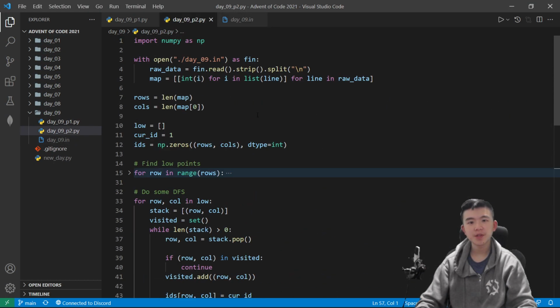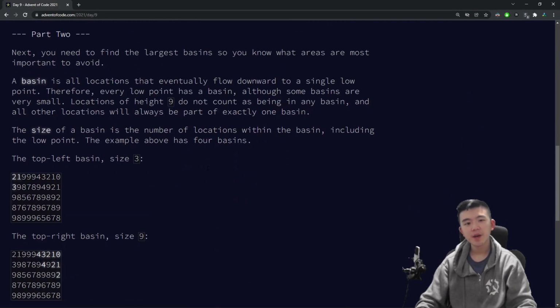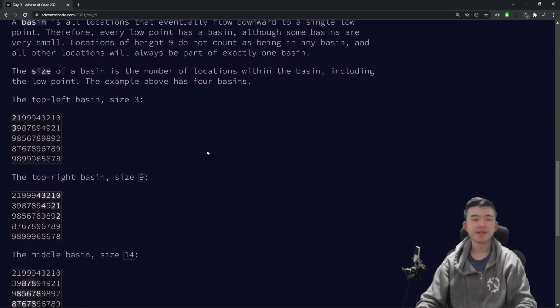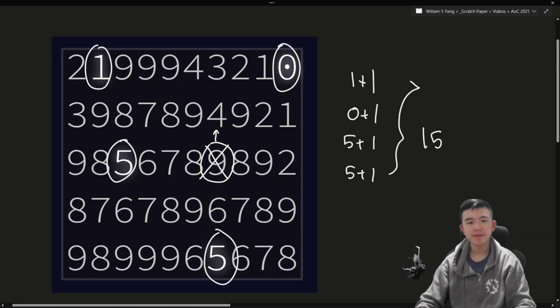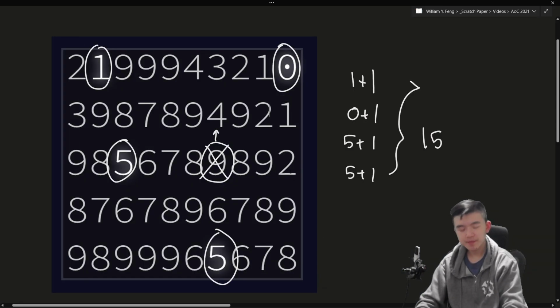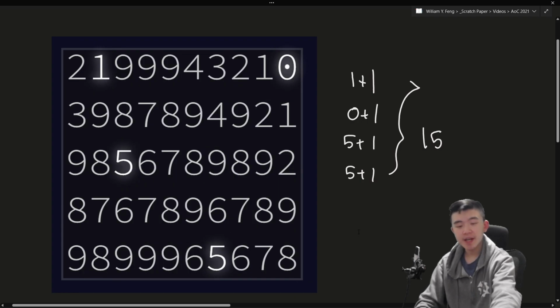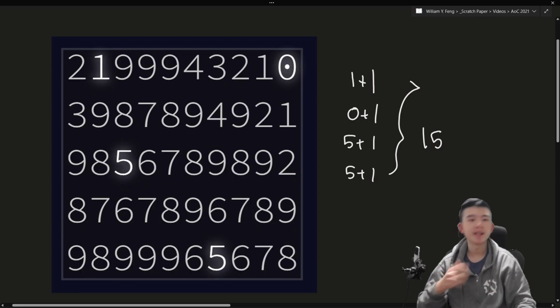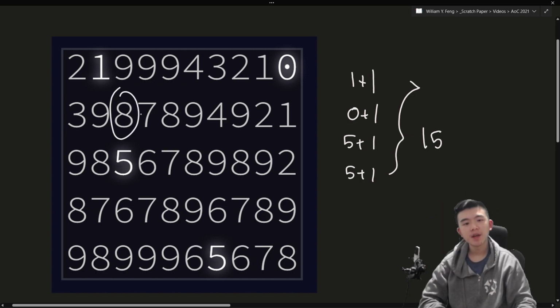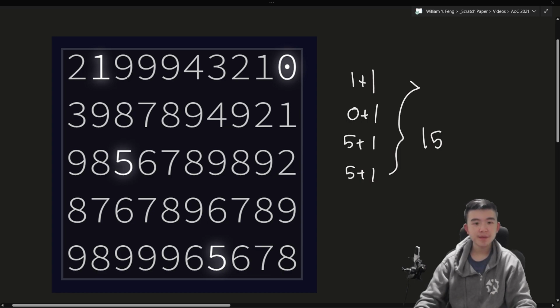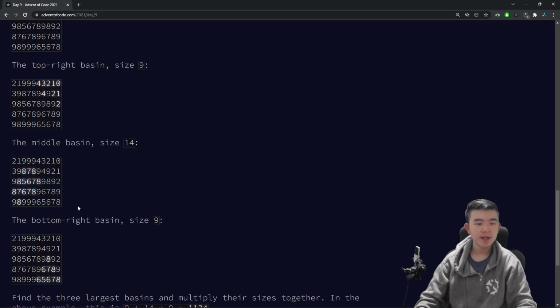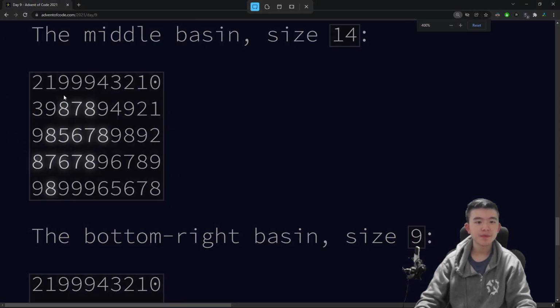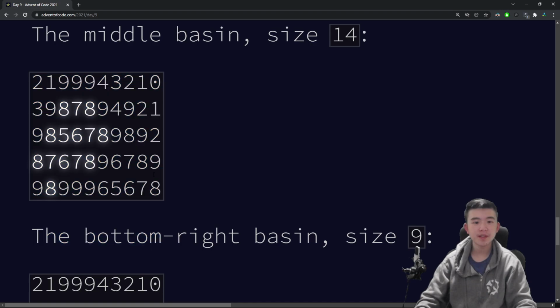Great, okay, so part 2 is a little bit more complicated. We define a basin now. Every basin is formed by a low point, and a basin consists of all the locations that flow downwards and eventually end at a low point. So for example, if we consider this 8, we would flow down to this 7, then to this 6, and then to this 5, which is a low point. Or we would actually maybe just flow directly down to the 5, who knows. So it gives some examples here. In that case, the 8 and the 5 would be part of a basin along with several other numbers.